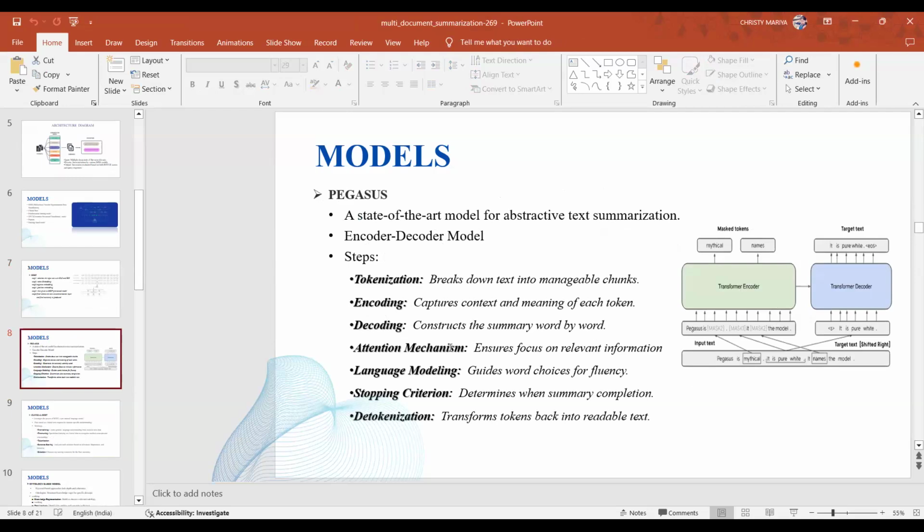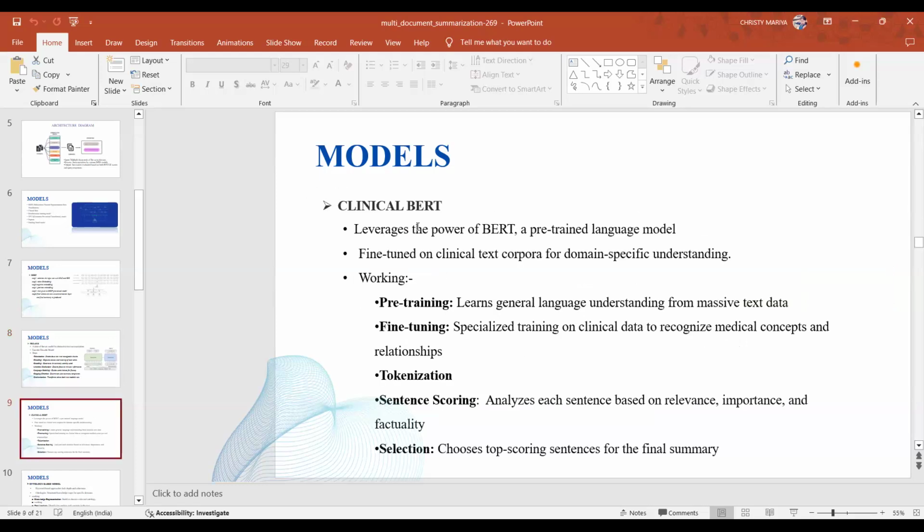Then it will be passed to the attention mechanism layer. Then language modeling will be done for the choice of fluency. Then stopping criteria is used to decide where we need to stop the summary. Then detokenization is done to convert the tokens into a readable format.